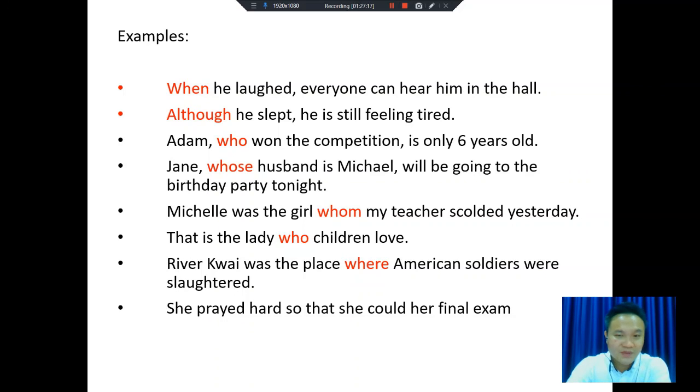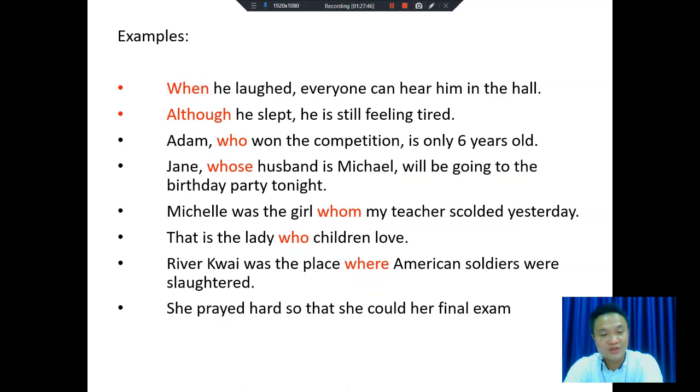Although he slept, he is still feeling tired. So the word although here is a subordinating conjunction. Adam, who won the competition, is only 6 years old. So here again, we are using a relative pronoun. And Jane, whose husband is Michael, will be going to the birthday party tonight. Next one, Michelle was the girl whom my teacher scolded yesterday. So with all these WH words, you can see this is a relative pronoun.